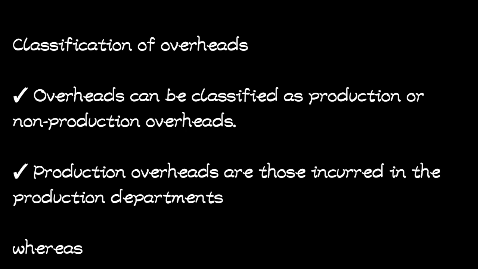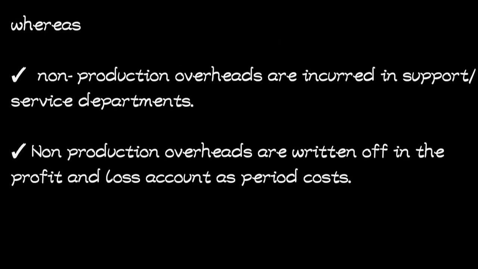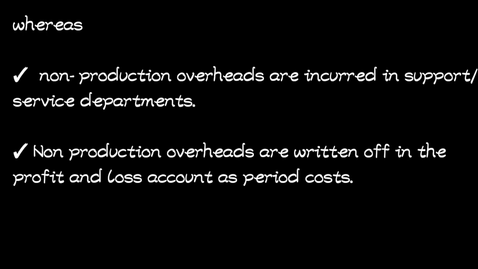Overheads can be classified as production and then non-production overheads. Production overheads are those that are incurred in the production department, whereas non-production overheads, these are incurred in support or service departments, other departments that are not the production department. Production overheads, they are written off in the profit and loss account as period costs.